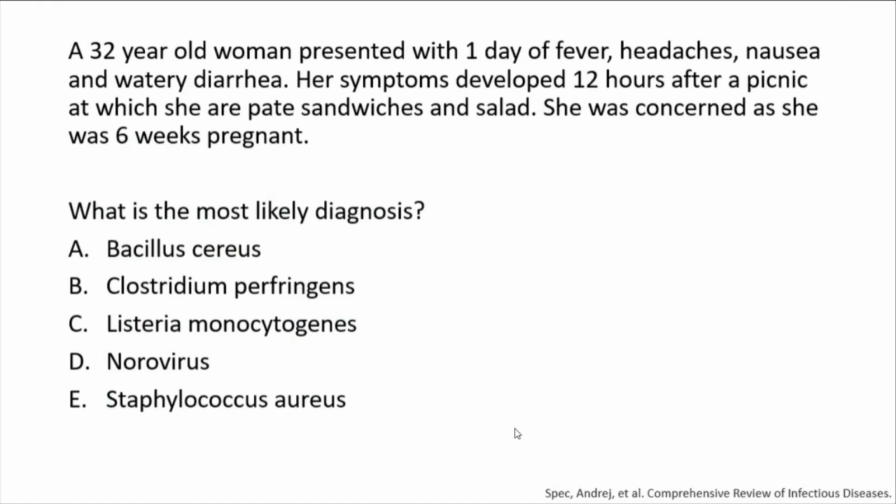32-year-old woman presents with 1 day of fever, headaches, nausea, and watery diarrhea. Symptoms developed 12 hours after a picnic at which she ate a plate of pate sandwiches and salad. She is 6 weeks pregnant. What is the most likely diagnosis?